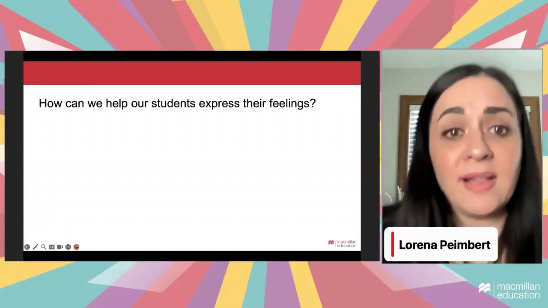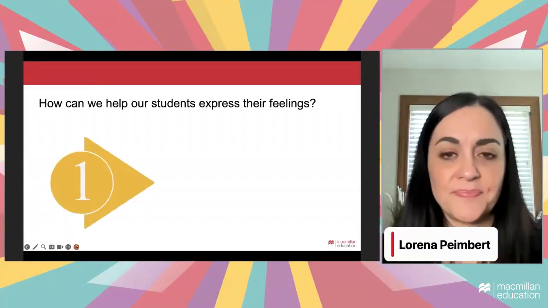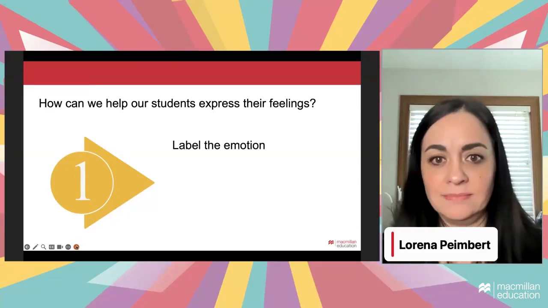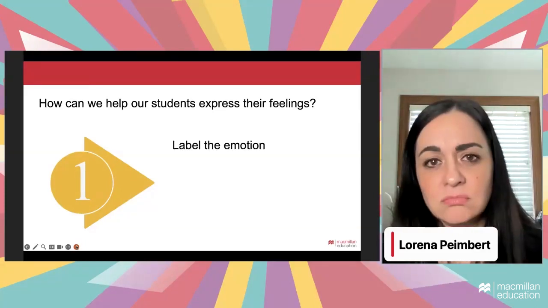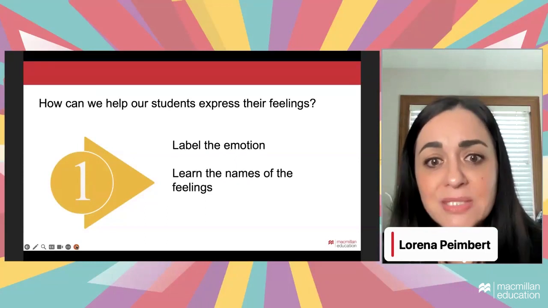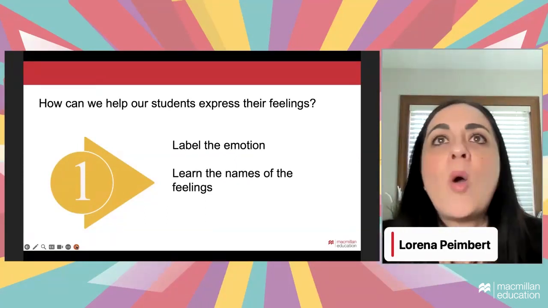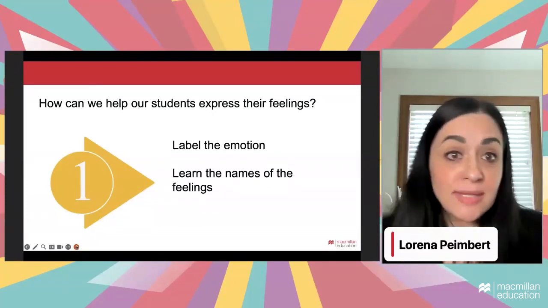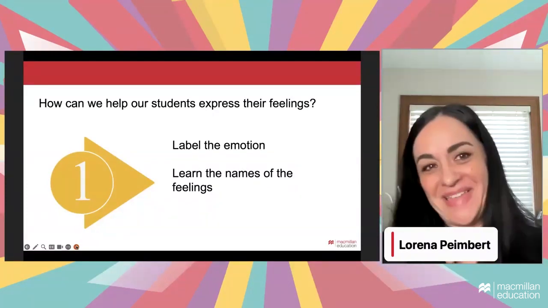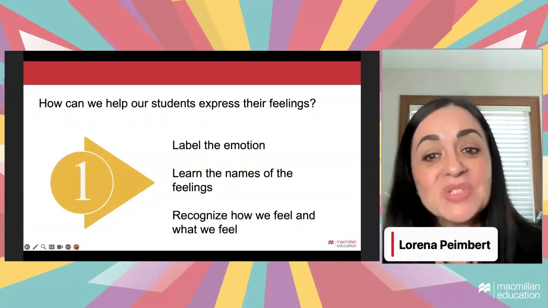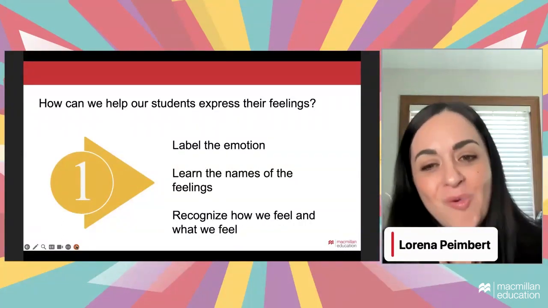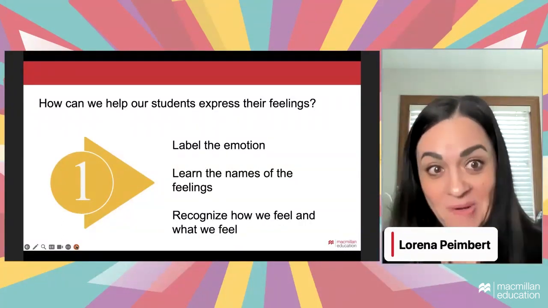So how can we help our students express their feelings? Step 1, label the emotion. Label the emotion means to learn the names of the feelings. How can I know what I feel if I don't know the name? So we have to learn the names, okay? So we can recognize how we feel and what we feel, all right?